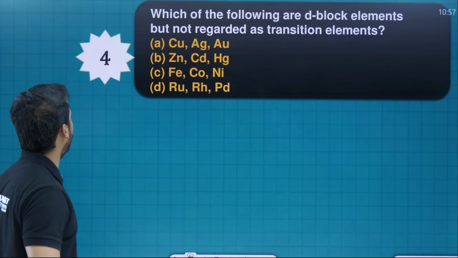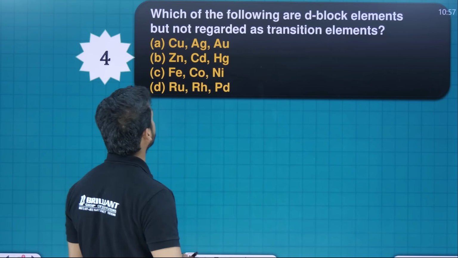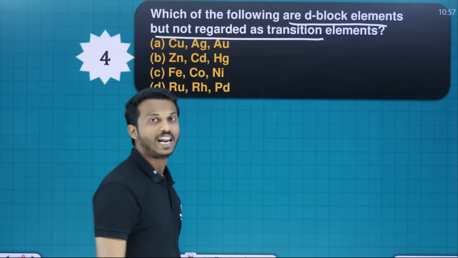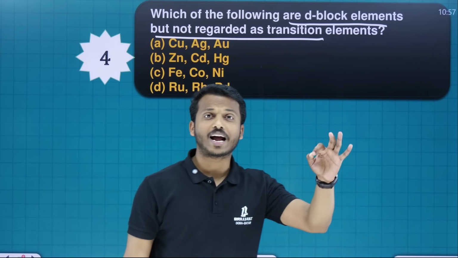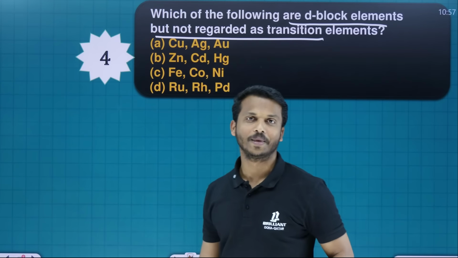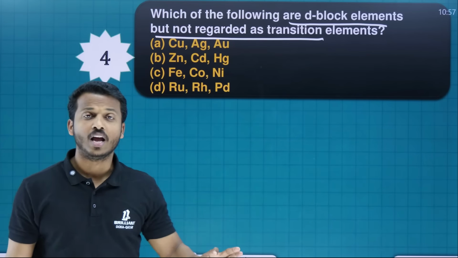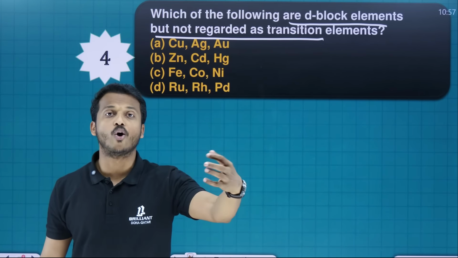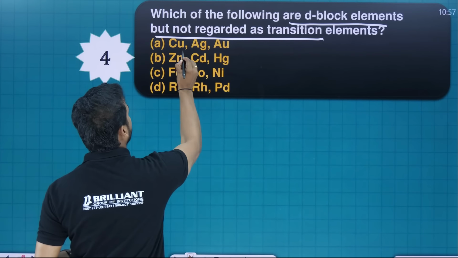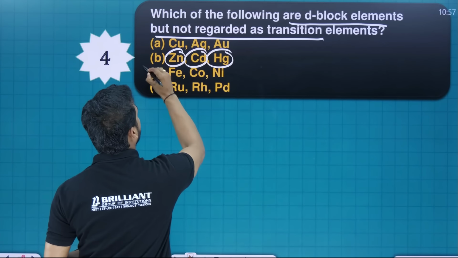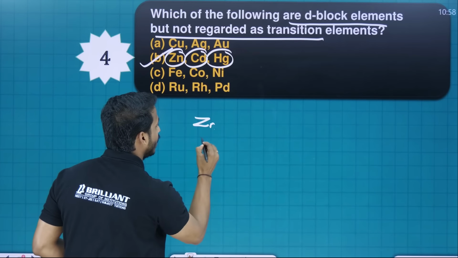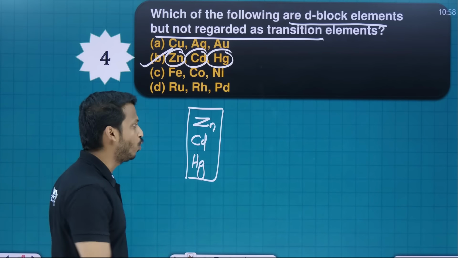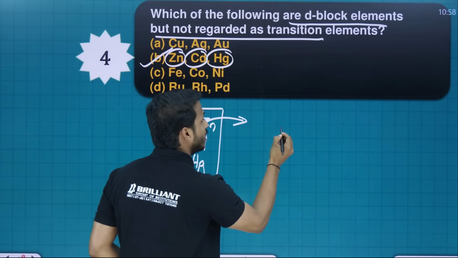Yes, right? Question number 4. Which of the following D-block elements are D-block elements but not transition elements? If it wants to be a transition element, what is the condition? It should contain an incompletely filled d orbital either in its ground state or in its oxidation state. You know the set of elements zinc, cadmium and mercury. Yes dear, zinc, cadmium and mercury, they are in the same group. And zinc atomic number is 30. What is the configuration?